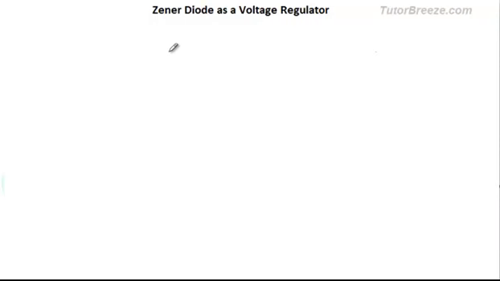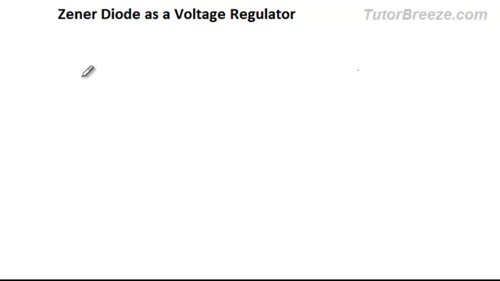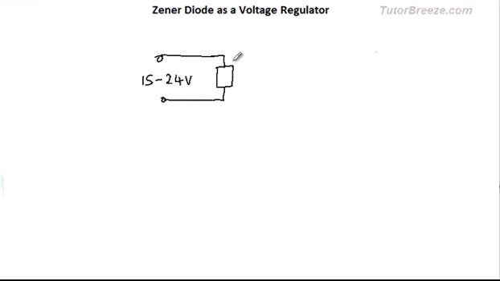I want you to help me solve this problem. Look at the circuit here. We have a voltage source that varies between 15 volts to 24 volts. Now we have a sensitive instrument connected to this voltage source, but there is a condition. We need to maintain a constant voltage of 7.5 volts across this instrument.